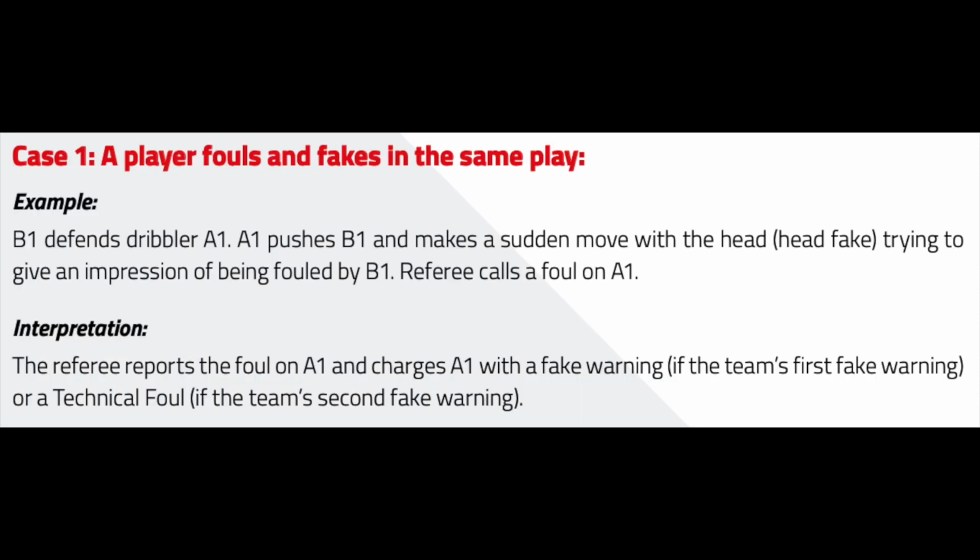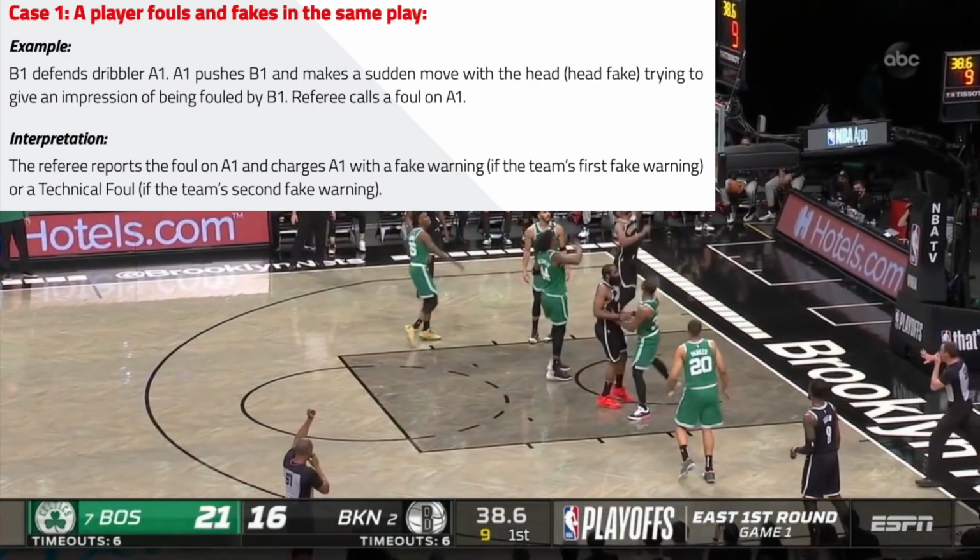Case 1, B1 is defending A1. A1 pushes B1 and then makes a sudden move with a head fake, trying to give an impression of being fouled by B1. Referee calls a foul on A1. So the referee reports a foul on A1 and then charges A1 with a fake a foul warning. And it says if there was one warning already given, then it's a technical foul because it's the second.